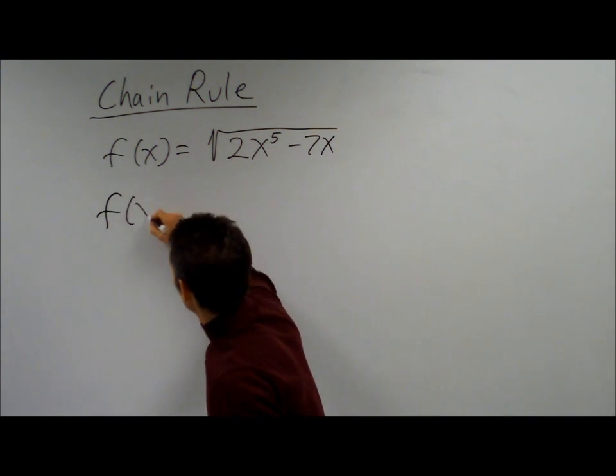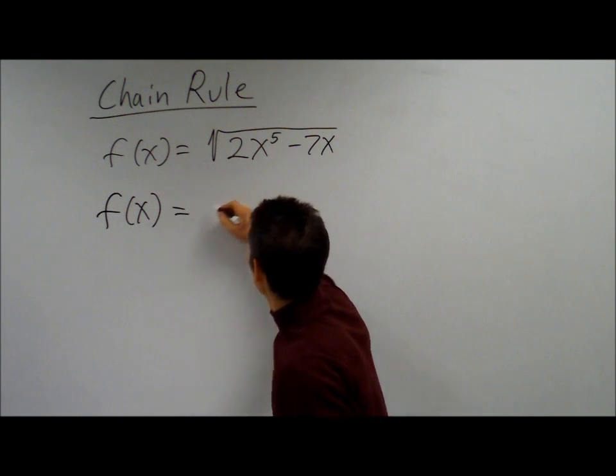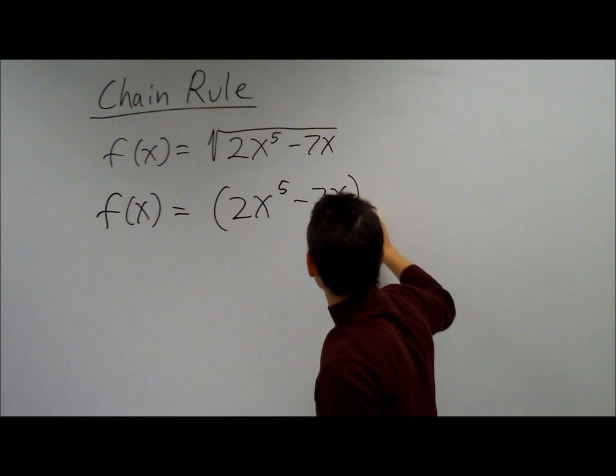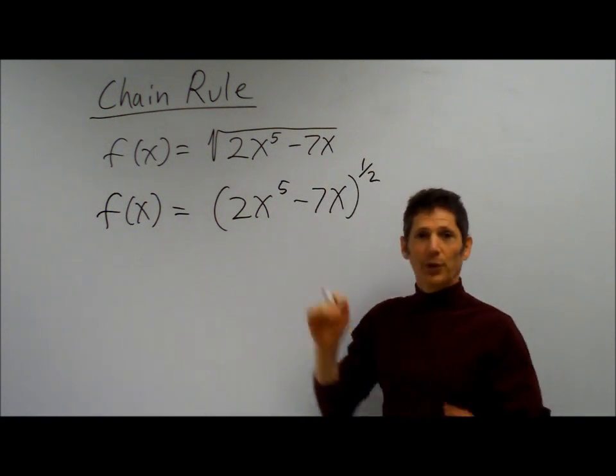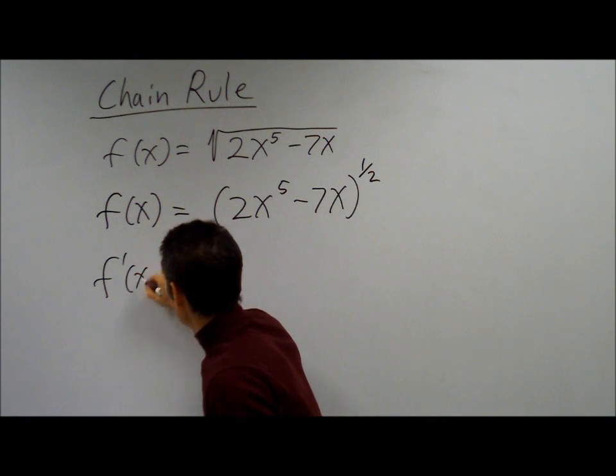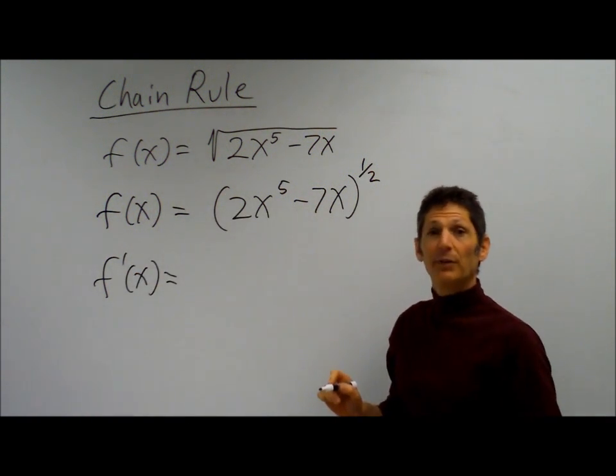Actually, I'm going to rewrite this, if you don't mind, Ms. Stewart. I don't mind. I'm going to rewrite this as 2x to the fifth minus 7x to the 1/2 power. That's really what a square root is. And the chain rule says, in order to find the derivative, we take the derivative of the outside.